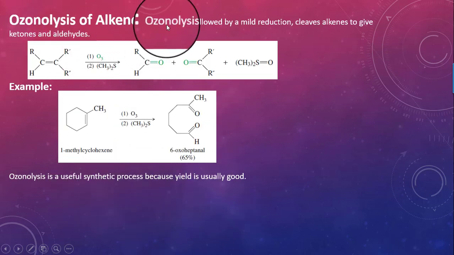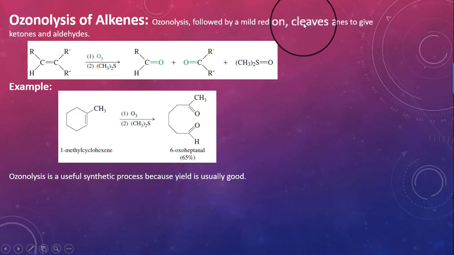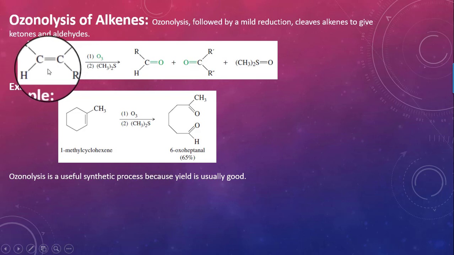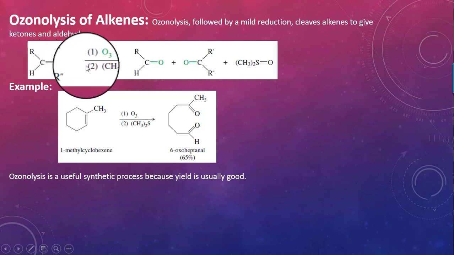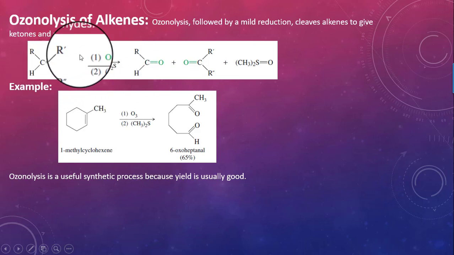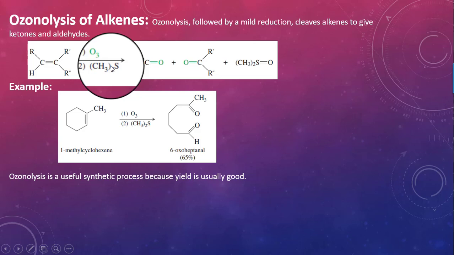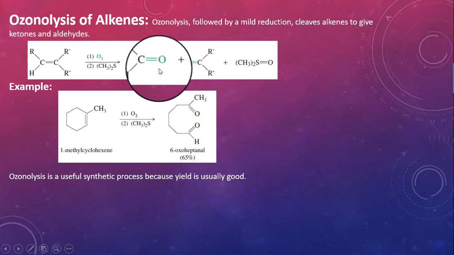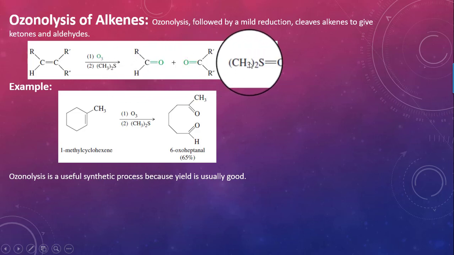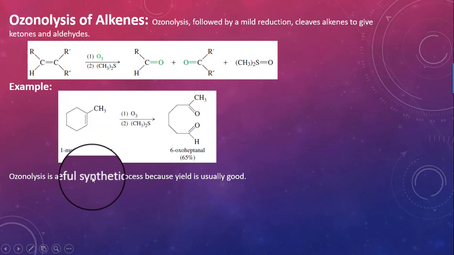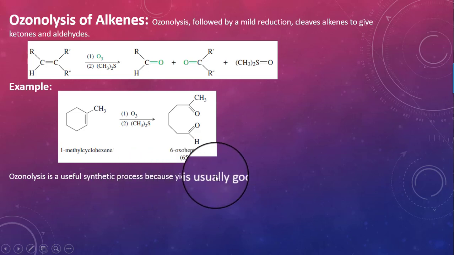Ozonolysis of alkenes. Ozonolysis followed by mild reduction cleaves alkenes to give ketones and aldehydes. Depending upon the structure of the alkene, we can obtain aldehyde and ketone as products. Here, the alkene is made to react with ozone, followed by reduction with dimethyl sulfide, which leads to the formation of one aldehyde, one ketone, and dimethyl sulfoxide. Ozonolysis is a useful synthetic process because the yield is usually good.